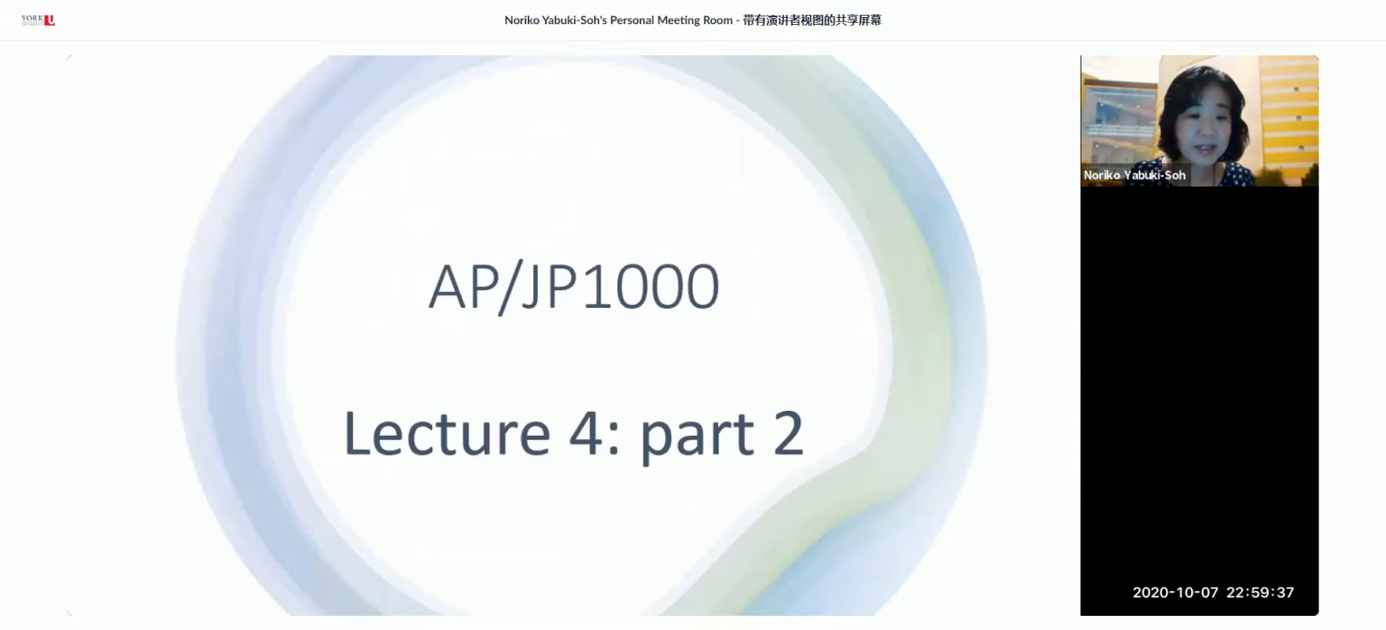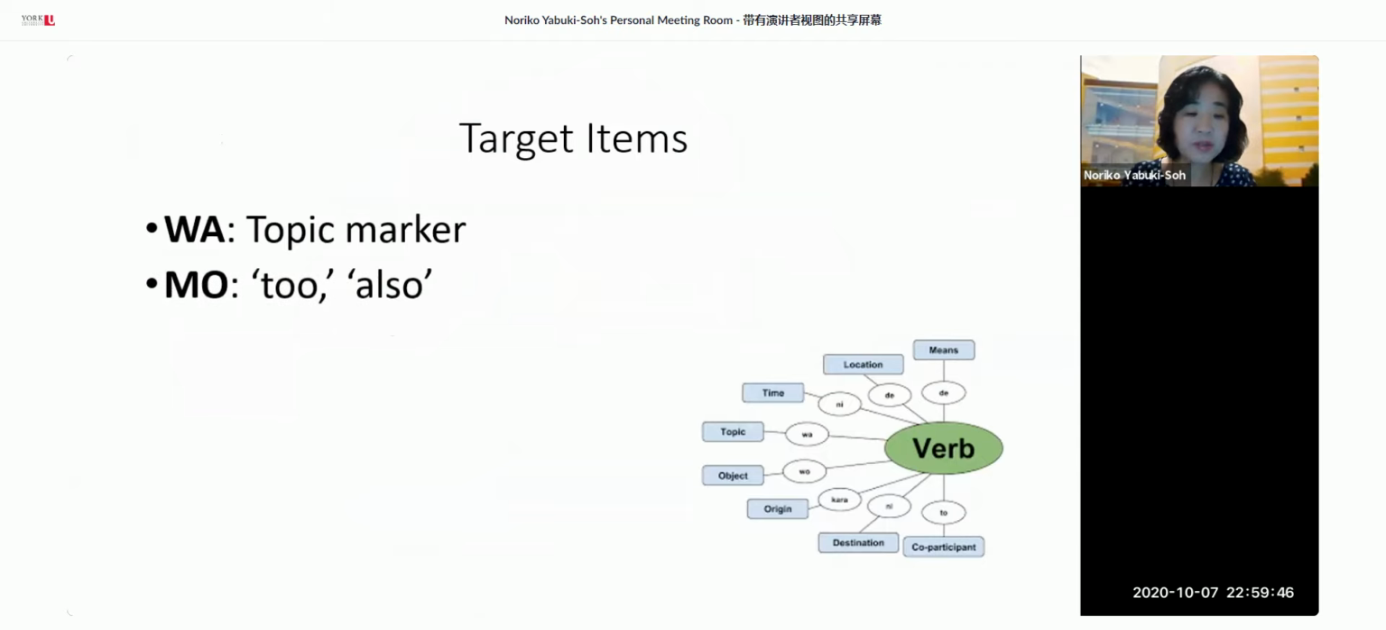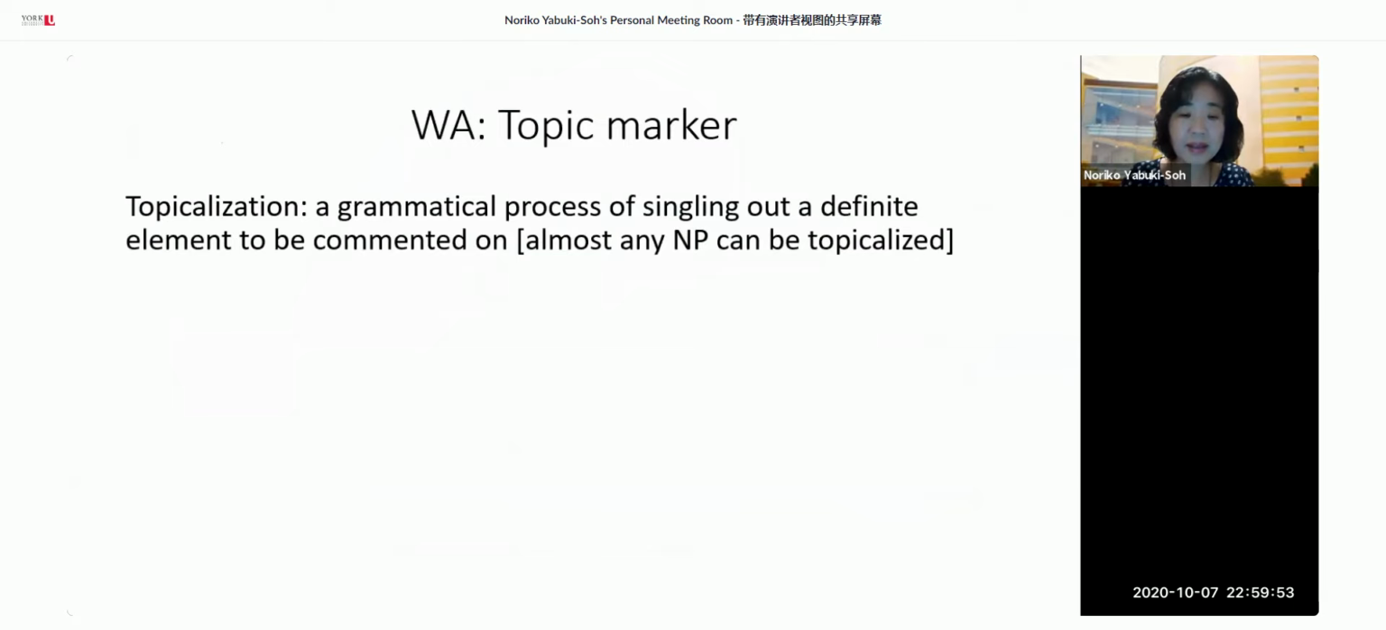In this segment, we will take a close look at two of the discourse level particles, the topic marker は (wa) and も (mo), which means too or also. The main function of particle は is topicalization, a grammatical process of singling out a definite element to be commented on. A definite element means that we assume that the topic has been already introduced and is the common knowledge shared by the speaker and the hearer.